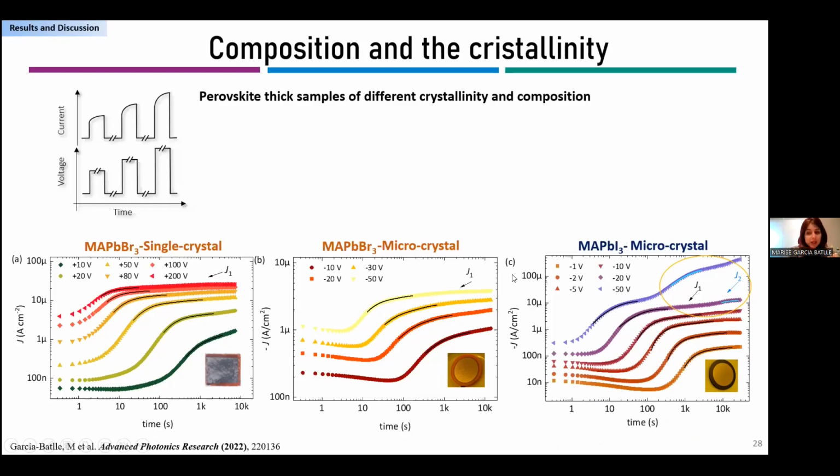But when we compare this methylammonium lead bromide with methylammonium lead iodide, both microcrystalline samples, so different composition but same crystallinity, we can observe that we have this feature here at these higher electric fields, this second step here. So we started thinking about this. It has to be related to the chemistry of the defect formation between the compounds. It's not related to the crystallinity, it has to be related to the composition.